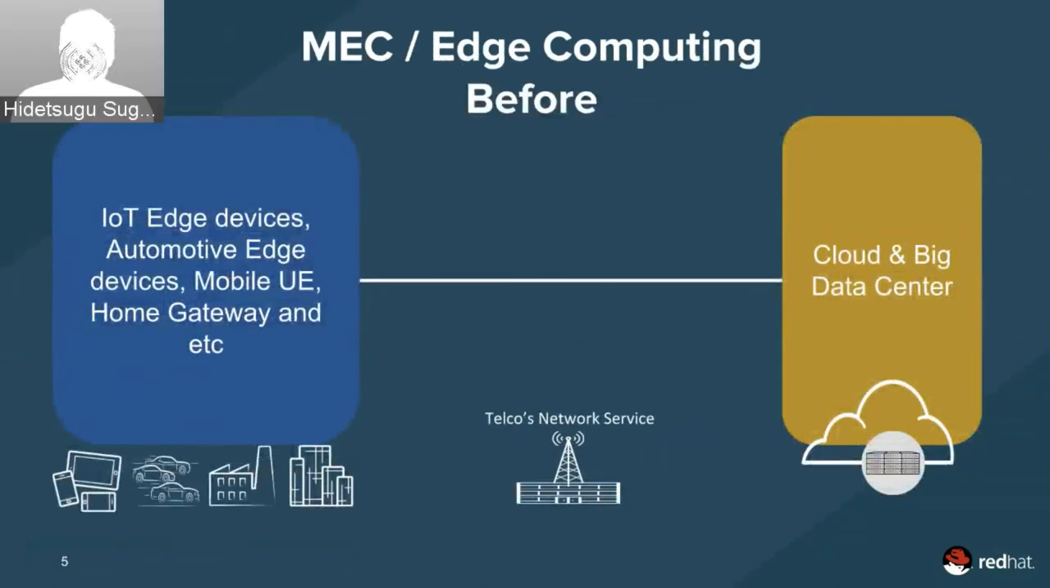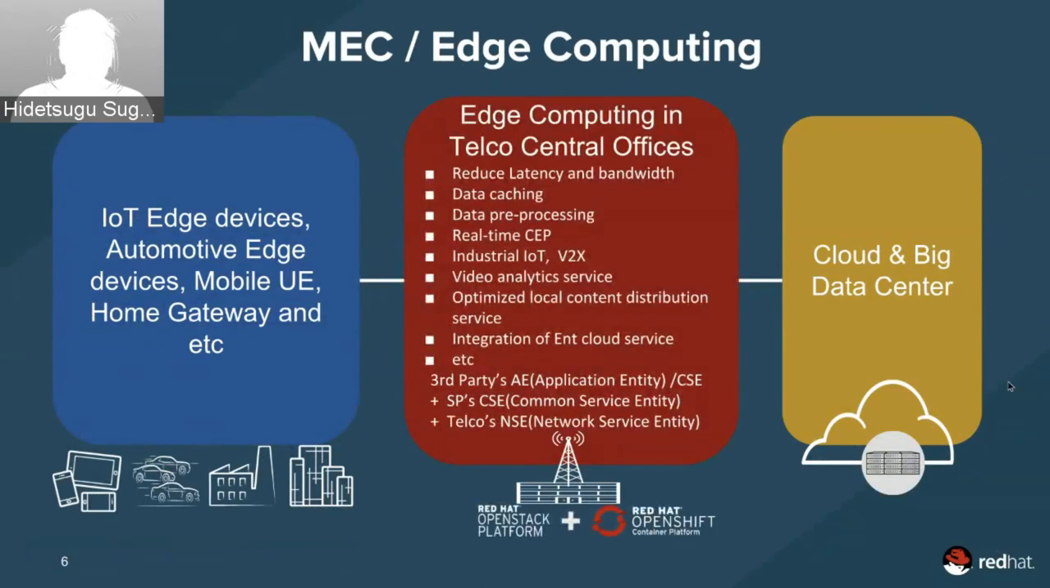In most cases today, IoT edge devices, automotive edge devices, mobile user equipment, and many other devices and users have to send data to the cloud or a big data center and get a response from them. IT workloads are running in the cloud data center, which is far from the user side in most cases. We are facing a scalability issue when handling hundreds of thousands of devices.